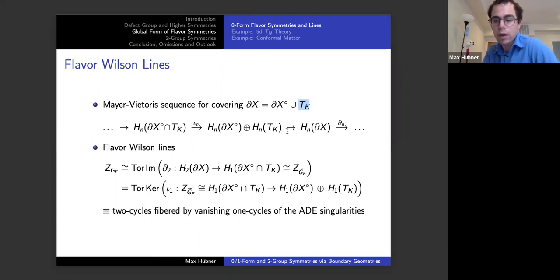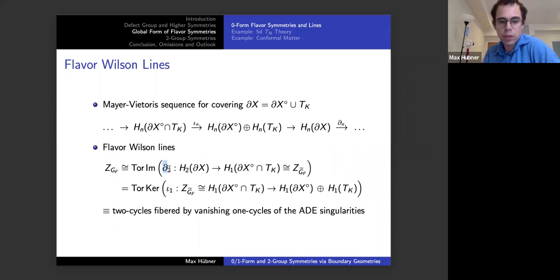So here I've written out the Mayer-Vietoris sequence in its general form. We have these local boundaries. They embed separately into the smooth space and the local models, and then these two patch together to the total space, which is the boundary in this case. And now we claim that the flavor Wilson lines, which are isomorphic to the center of the flavor symmetry, are characterized by these homology groups right here. So we can characterize them as the image, or then by exactness as a kernel. And each of these descriptions is equally illuminating, so let me put some words to them.